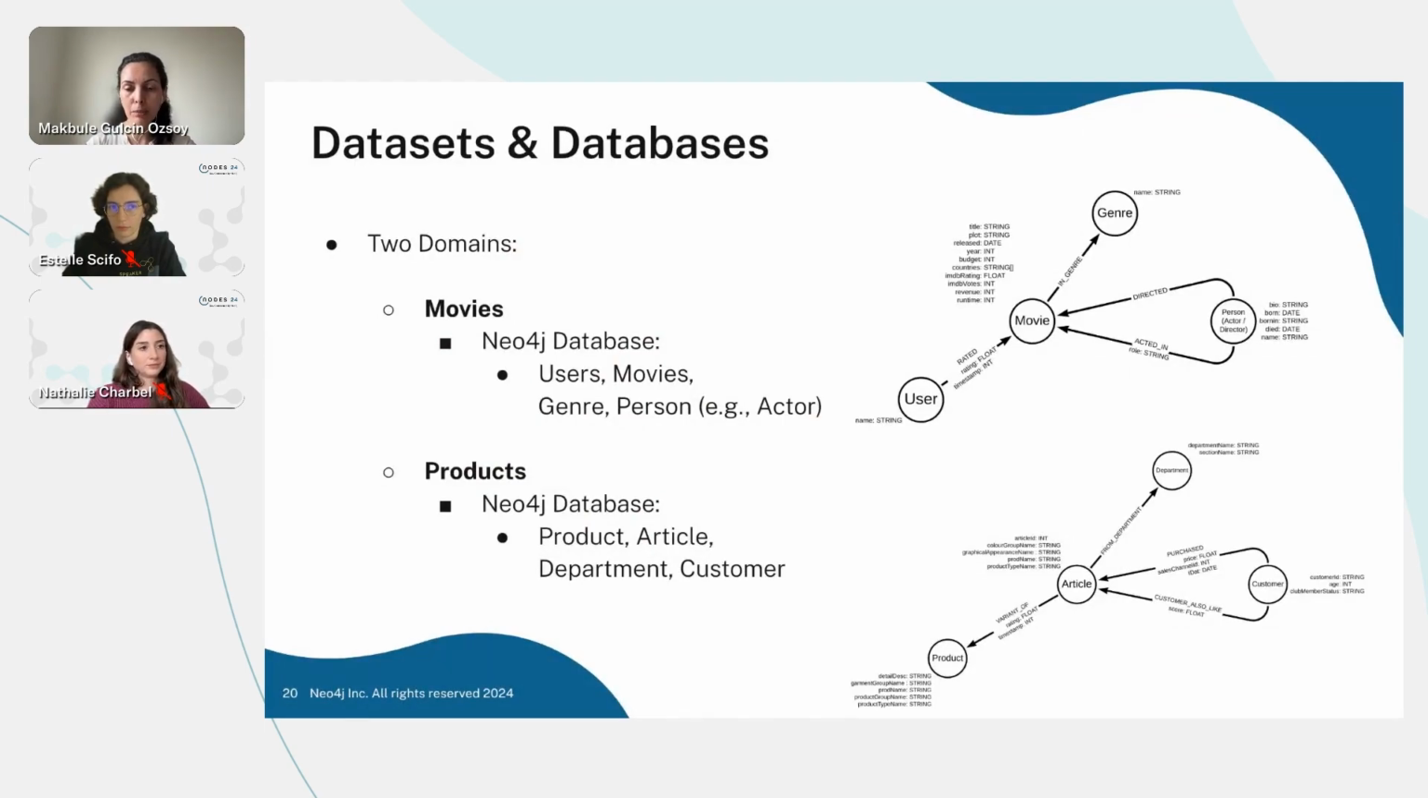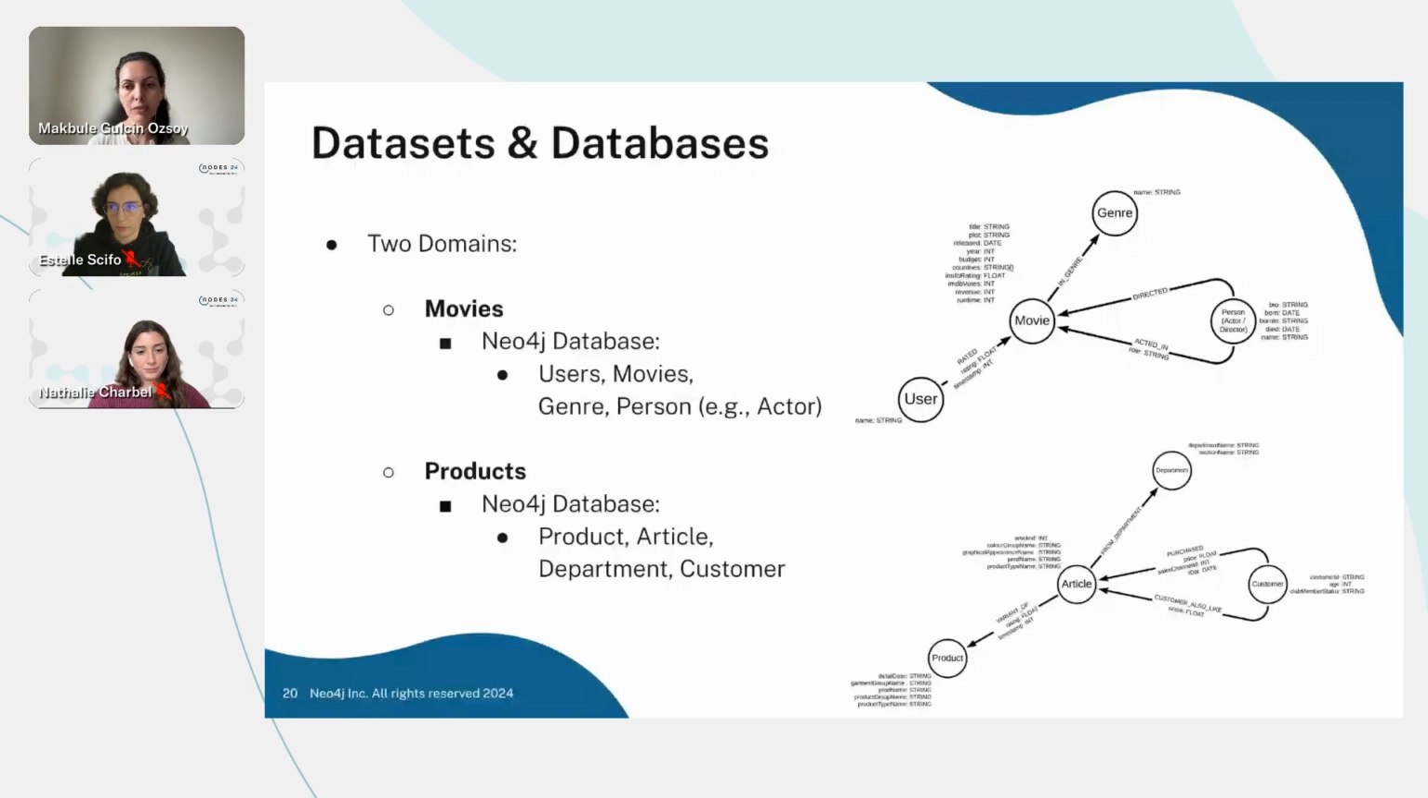We have used two databases from two domains. One of them is movies and the other one is products. We have used the available databases which are publicly shared on Demo Neo4j Labs databases, so you can access them. We have expanded them by preparing embeddings for them.